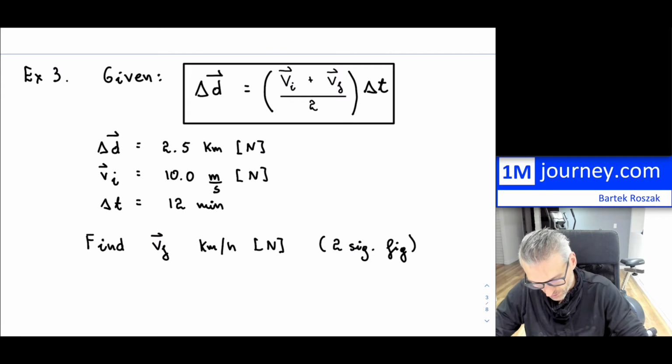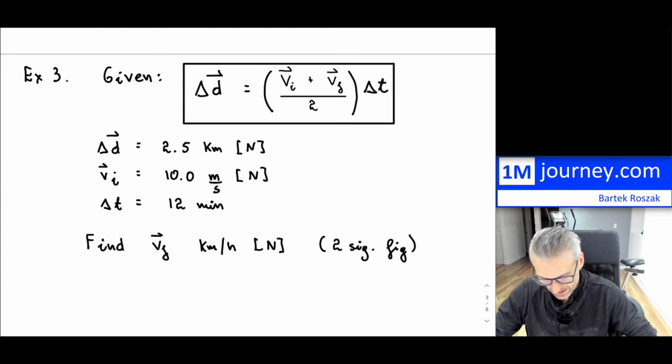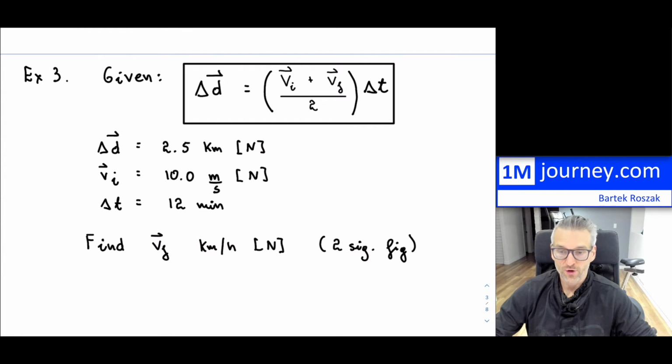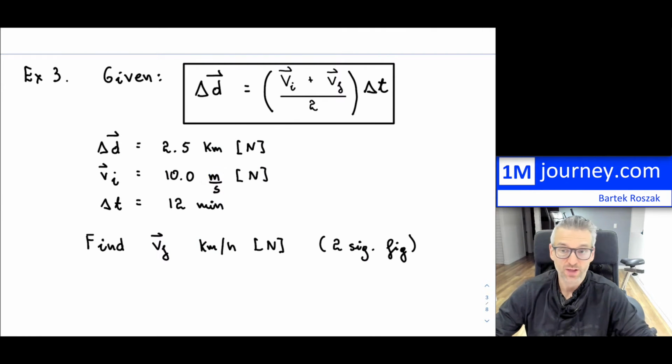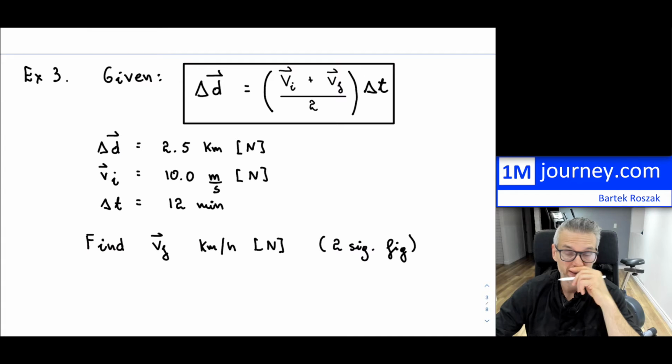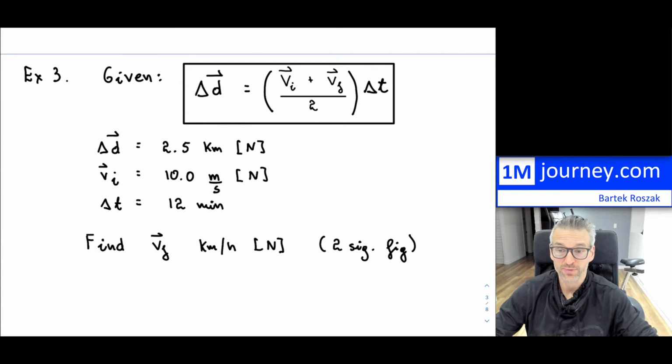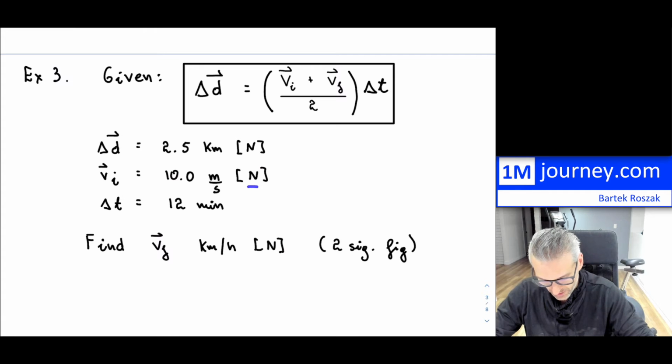Now, what they want me to find is my final velocity. They want it in kilometers per hour, and they want it north. So for consistency, I'm going to need kilometers and hours, and a direction of north. The first one, kilometer, that's good. North, that's also good. Meters per second, not good, because meters and seconds don't align, so I'm going to have to change this back into kilometers per hour. And then this one is north.